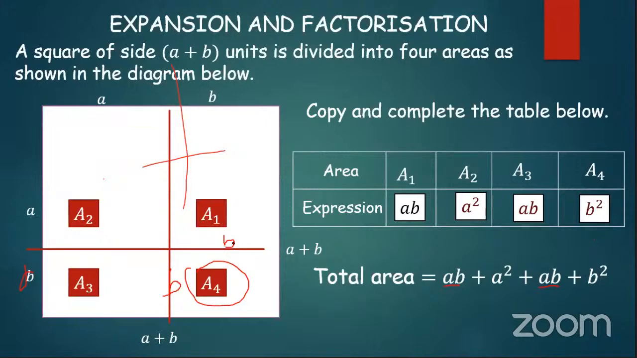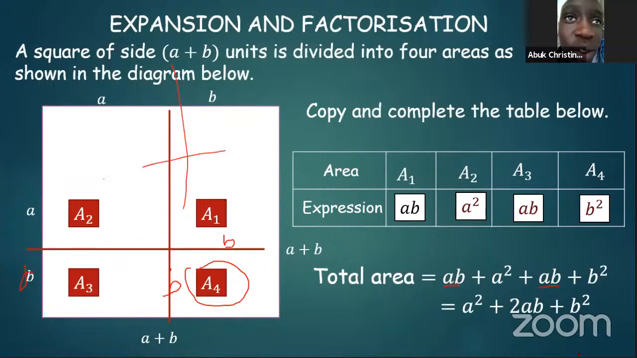Okay, let's continue. So when we collect these like terms together, AB plus AB to give us 2AB, Christine, do you have something to say? I was wondering, since we have AB which is common, why not just say AB squared instead of 2AB?